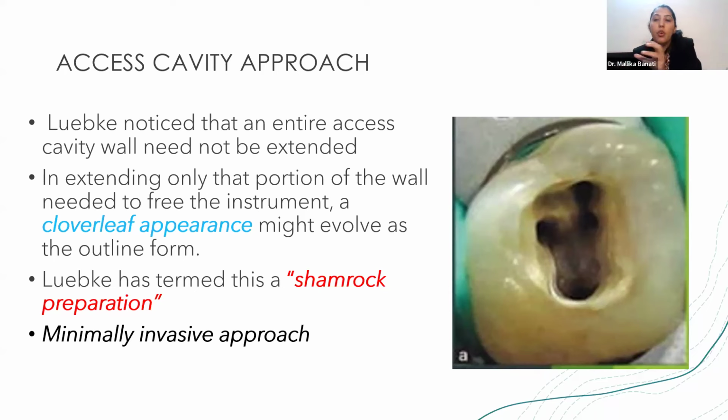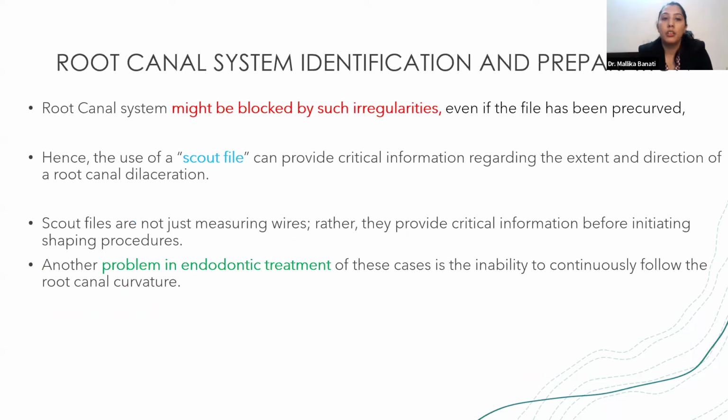So just open the orifice there, have your file inserted, make sure that you have a straight line axis at some point, create a nice patency, and that is how you go about it. The root canal system might be blocked by irregularities even if the file is pre-curved because of the curvature.